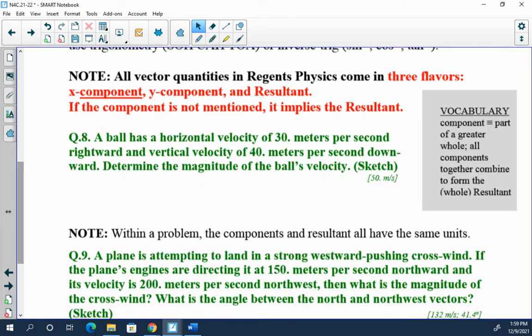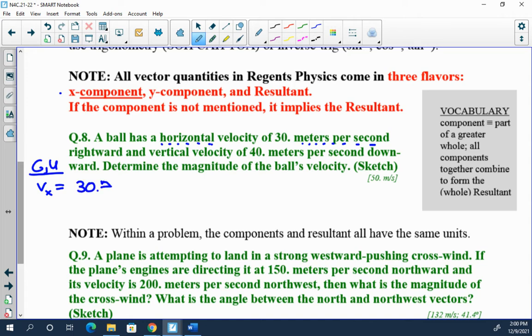Okay, let's look at an example here. These 2 examples should get you on point for the homework. Question 8. A ball has not just a velocity, by the way, you know this is a velocity because it says meters per second, but a horizontal velocity, that's the X component, of 30 meters per second. So if we come over here and put our given units, you could put velocity in the X direction. Horizontal is the X direction for us. It will be 30 meters per second.